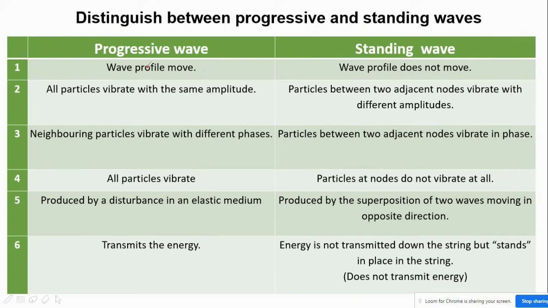And the progressive wave is produced by a disturbance in an elastic medium, but the standing wave is produced by the superposition of two waves moving in opposite directions. And the last one, the progressive wave transmits energy, but for the standing wave, energy is not transmitted down the string, but stays in place in the string.